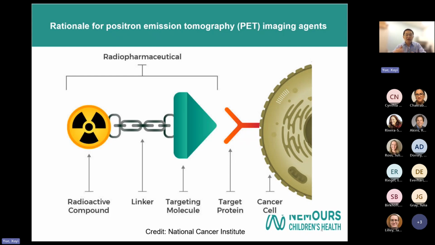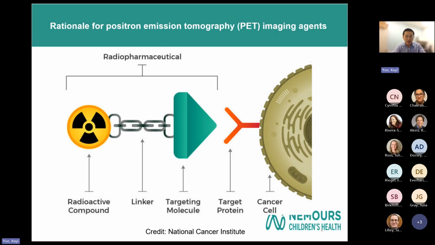That's what we inject into animal or human bodies. This part emits a signal. We use this radioisotope to detect the photons emitted from the molecular compound. Then we design a linker to connect the radioactive part and the green target part. The whole thing makes up the radiopharmaceutical.